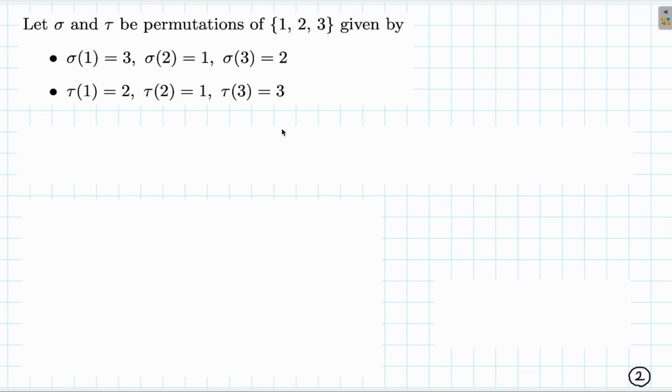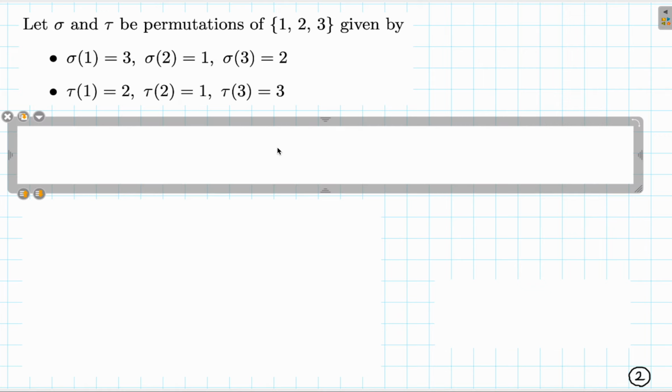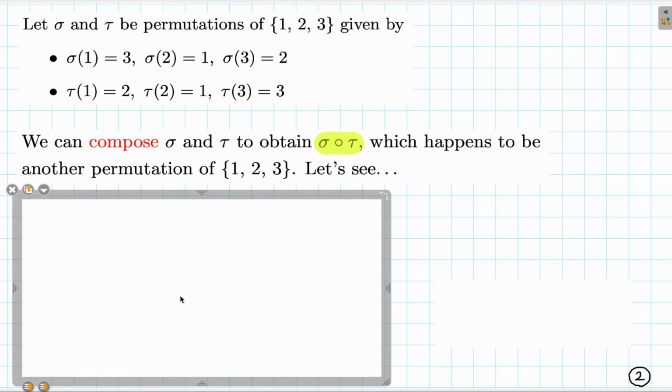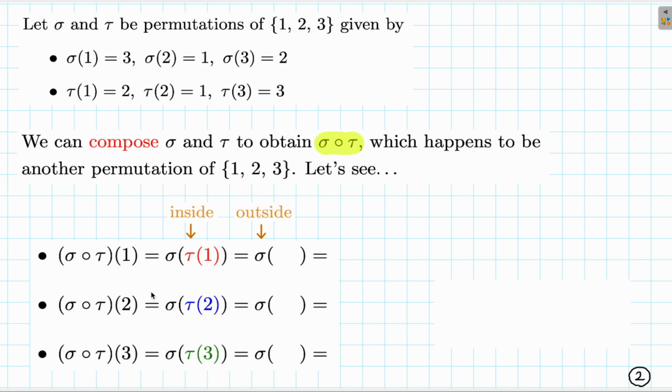Now, we'd like to find a way to combine those two permutations, sigma and tau, and come up with another permutation. Since sigma and tau are both functions, we will compose them to obtain sigma composed with tau, which we claim is another permutation of the set 1, 2, 3. And so let's do a function composition calculation.